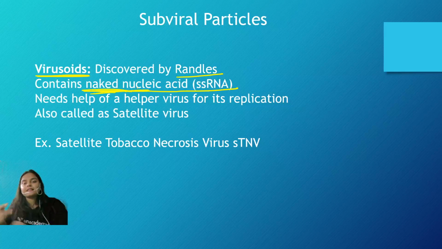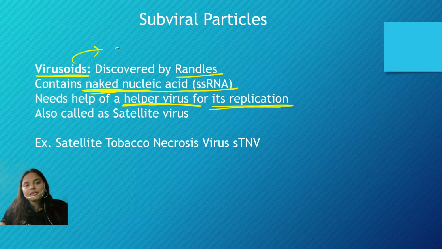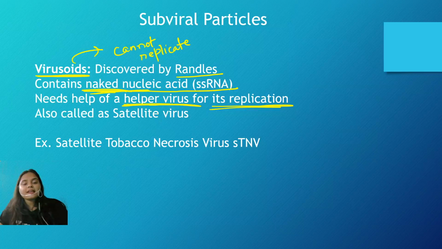That means the nucleic acid is not surrounded by any structure, but they also have a specific property. They need the help of a helper virus for their replication. That means they cannot replicate on their own. They need the activity or the help of the helper virus. Therefore, they are also known as the satellite virus.